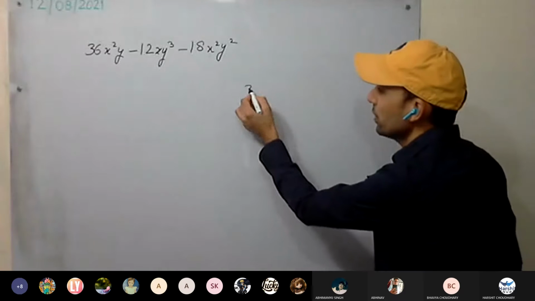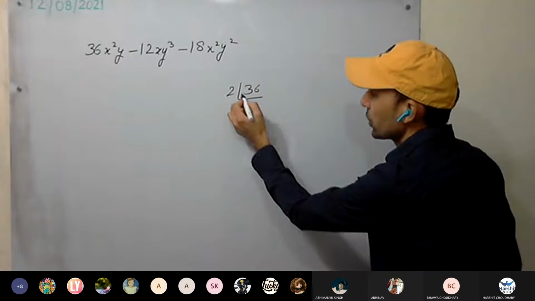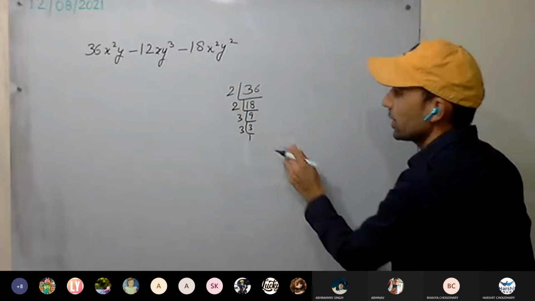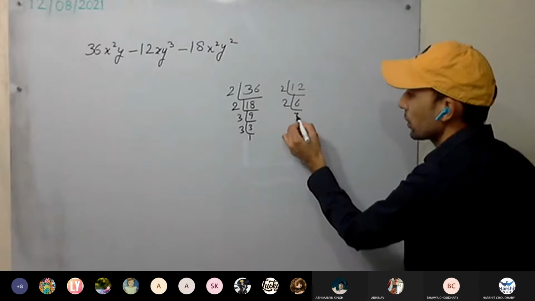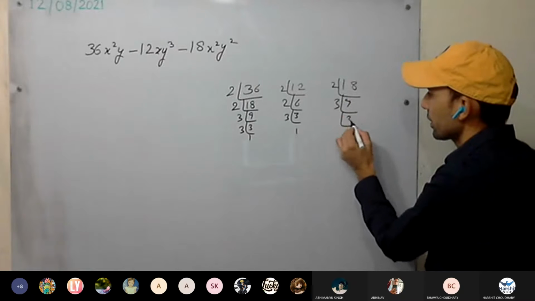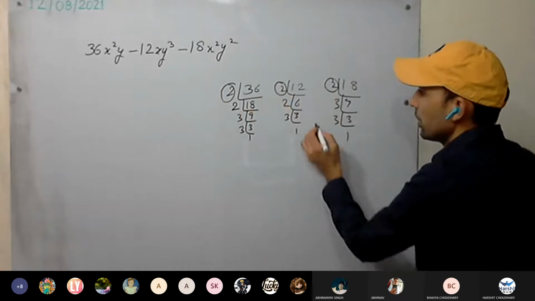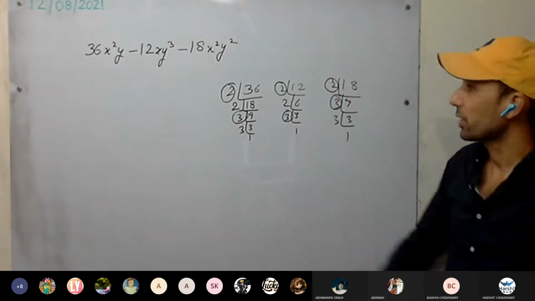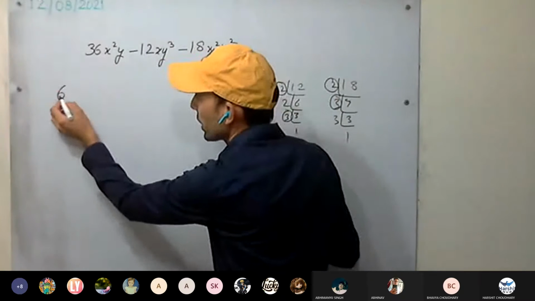If we do not know, what will we do? Factorize 36. 2, how much will it be? 18, 2, 9, 3, 3, 1. These are the prime factors of 36. 12: 2, 6, 2, 3, 3, 1. 18: 2, 9, 3, 3, 3, 1. Now see what is common. One 2 is common and one 3 is common. So what is the highest common factor? 6 is the highest common factor. We have taken 6 outside once.